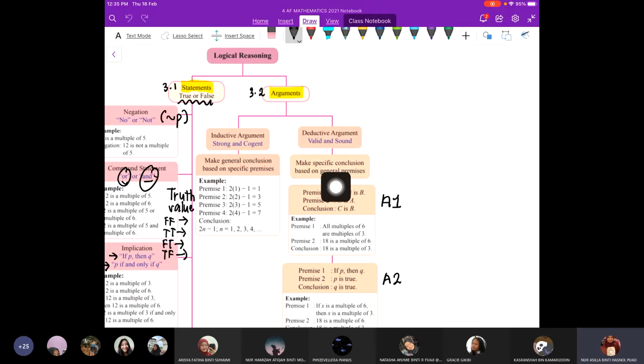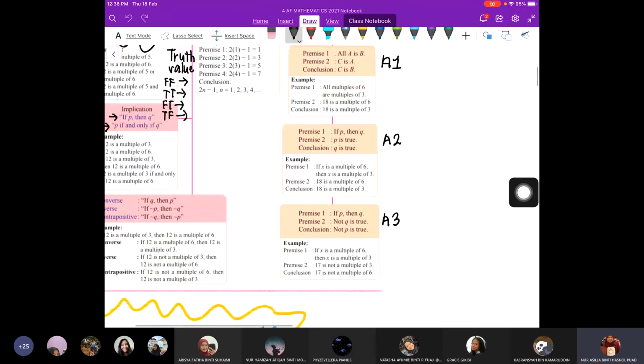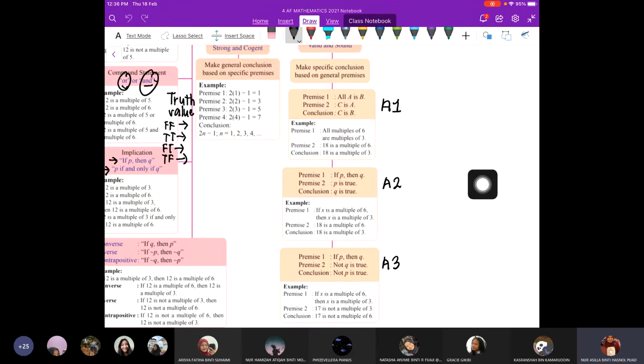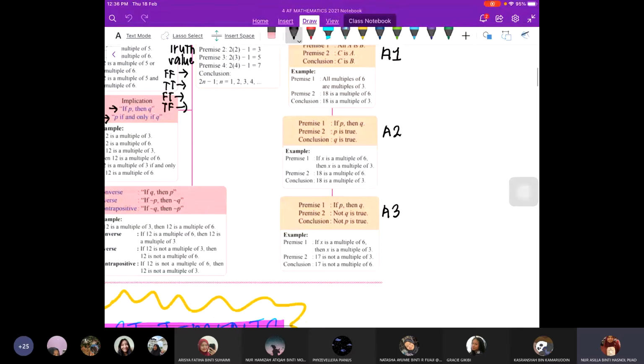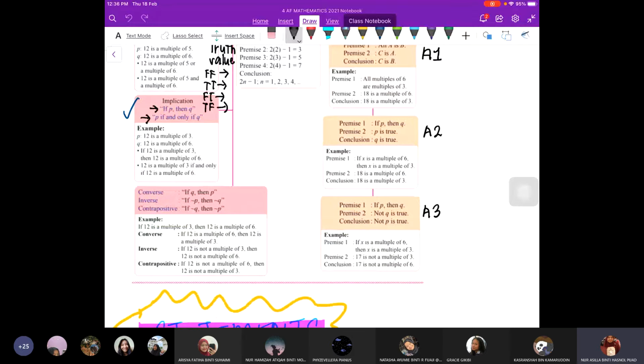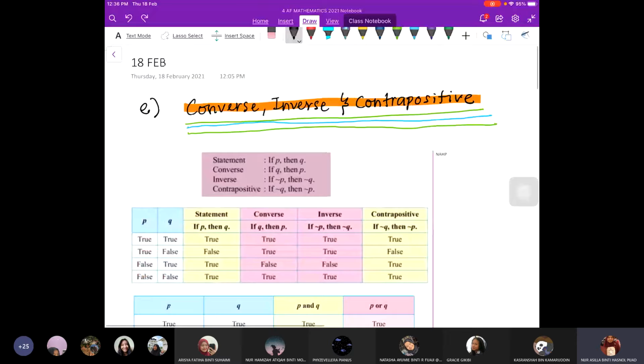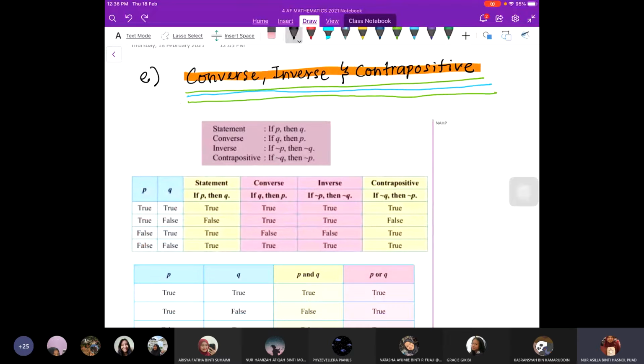Arguments, we're going to go into what is it: specific and general premises. Apa maksudnya specific and general premises? And then we're going to go into deductive first, this type of argument first. Alright, and hopefully we will cover that today. So this is 3, A1, A2, A3. At the end of class, the homework today will be a bit more challenging than the previous homework. So without further ado, kita akan continue dengan converse, inverse, and contrapositive.